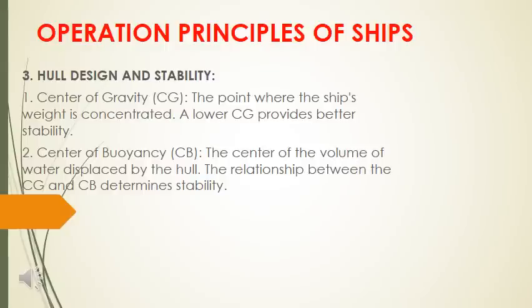First, the center of gravity is the point where the ship's weight is concentrated. A lower center of gravity provides better stability. And also we have the center of buoyancy, the center of the volume of water displaced by the hull. The relationship between the center of gravity and center of buoyancy determines the stability. For the stability of the ship, we have to take the center of gravity and center of buoyancy into consideration.